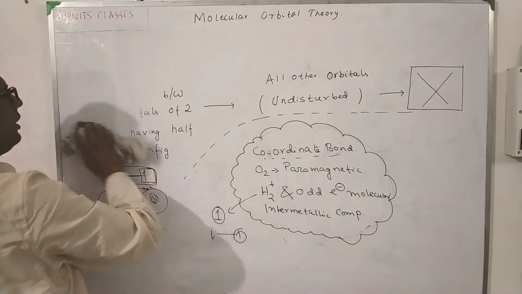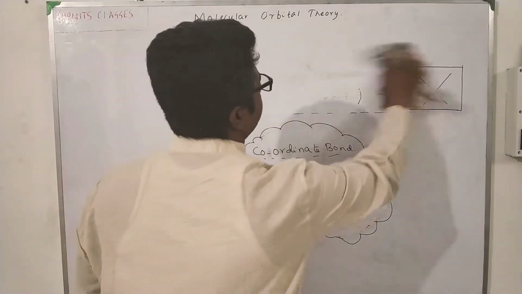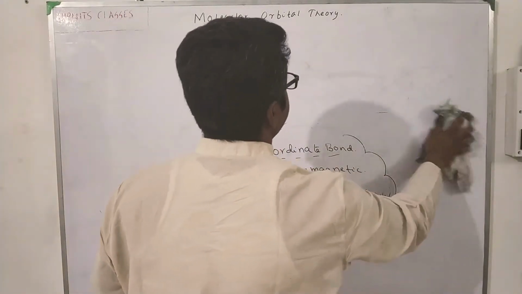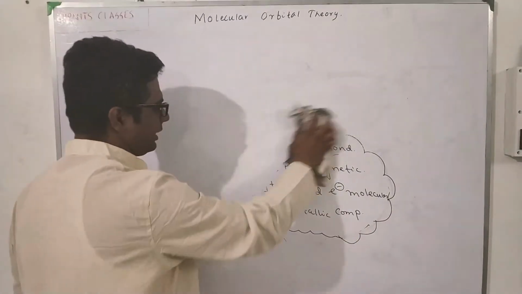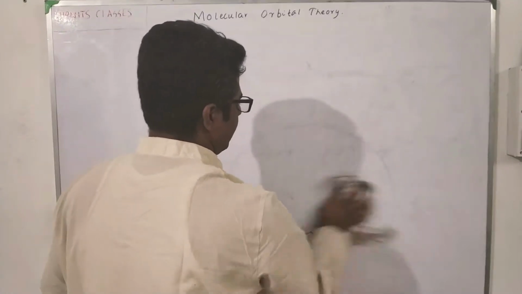And now we'll directly go into the molecular orbital theory, or we'll study what Hunt and Mulliken had to say about this bond formation. ठीक है.